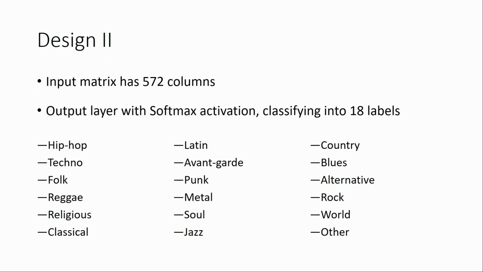So next, let's talk about that neural network. The final input matrix had 572 columns. That did vary depending on the number of songs that were chosen to go in and how choices were made around the pre-processing, especially on that raw audio data that we were talking about earlier. And then basically, the neural network has an output layer with 18 neurons classifying into the labels you see on the screen now. That uses the softmax activation.